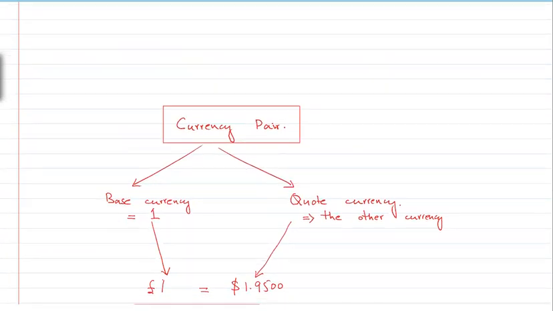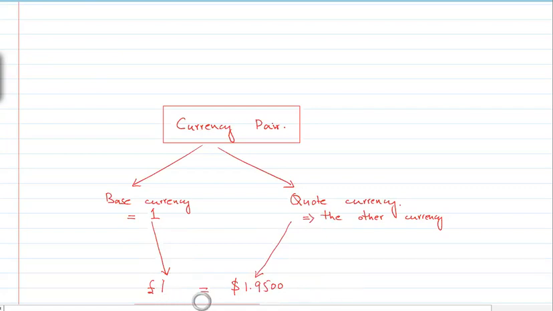Now, if we have two currencies, then we have a currency pair, right? And in the currency pair, we have two kinds of currencies: one of them is the base currency and the other one is the quote currency. Base currency is the currency whose value is 1. And the other currency is the quote currency.